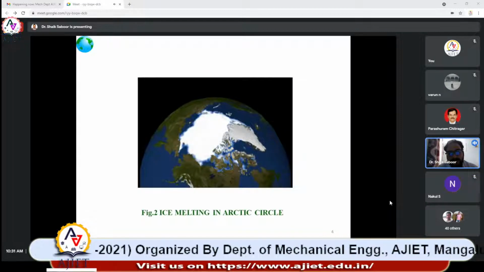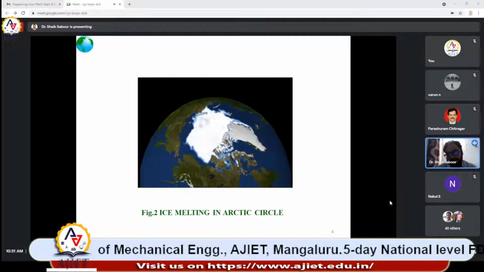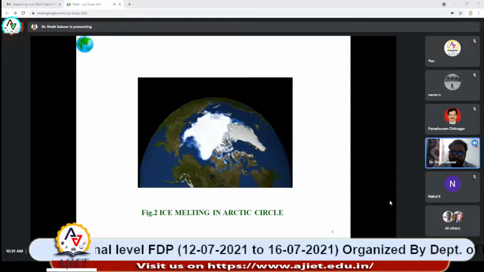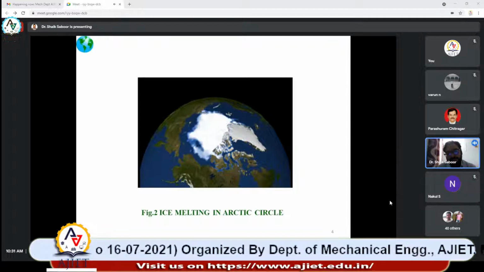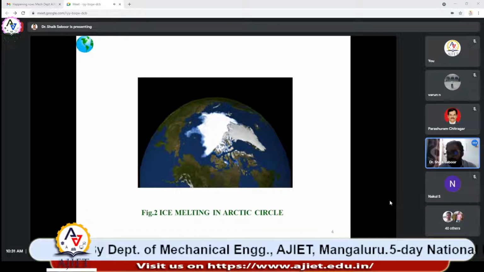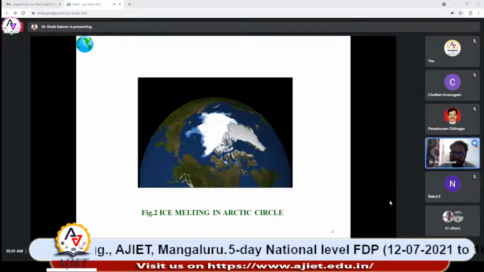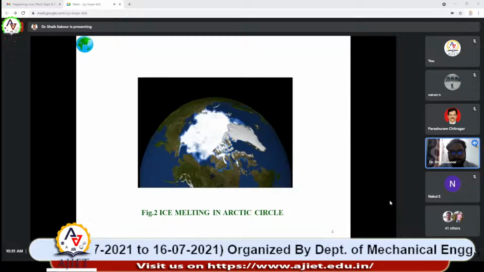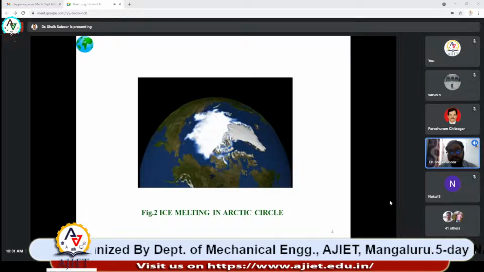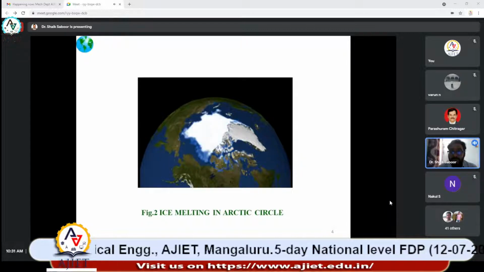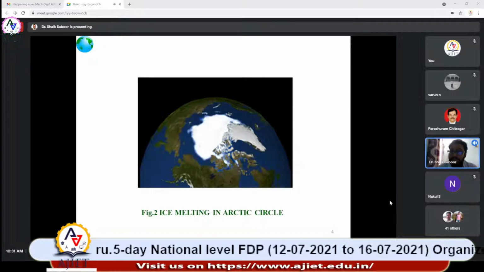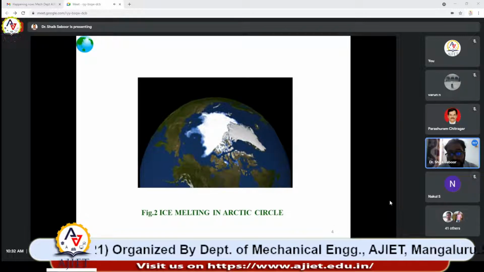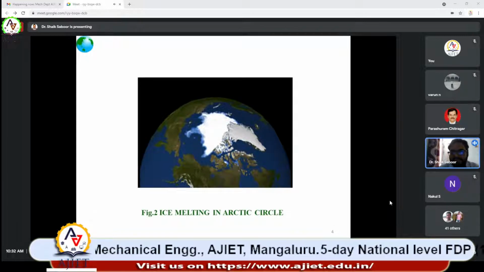If you look at the globe, the ice in the Arctic Circle is melting because of global warming. When the earth is heated up, obviously the ice melts. This ice actually reflects most of the radiation falling on the globe. When it converts into water, most of the radiation is not reflected back to the atmosphere; it is absorbed by the earth. Again, this causes an increase in the temperature of the earth, which is responsible for further greenhouse emissions.